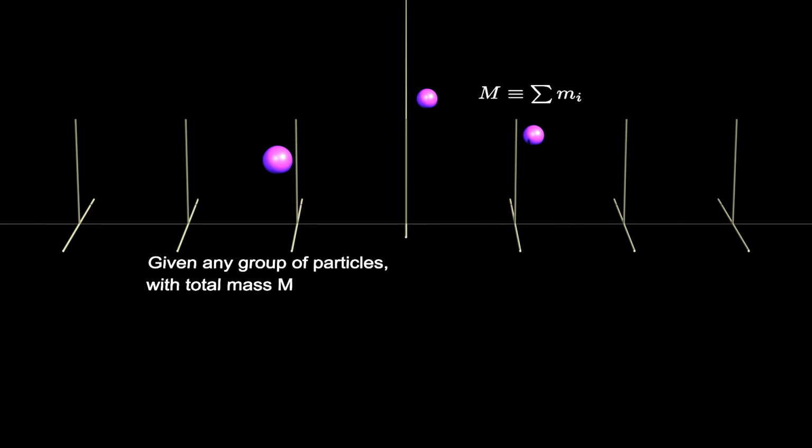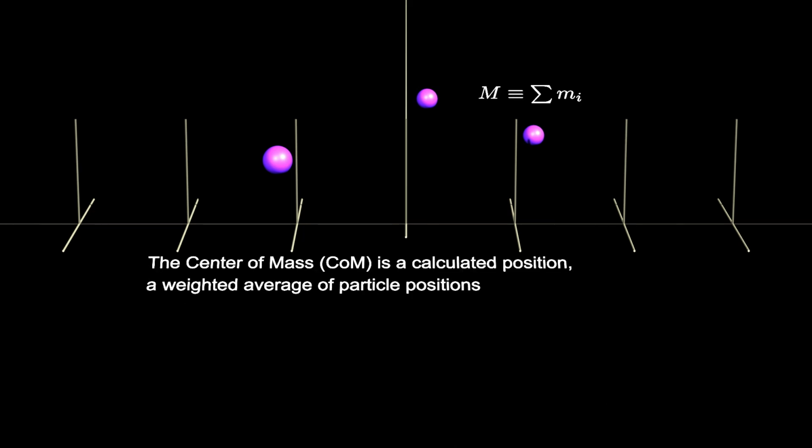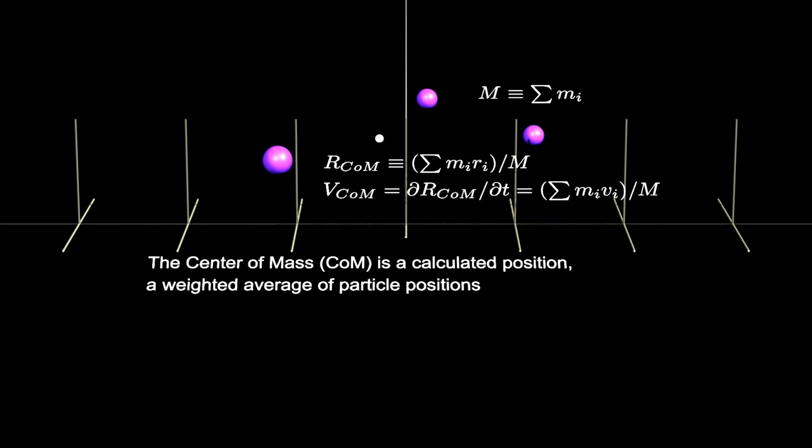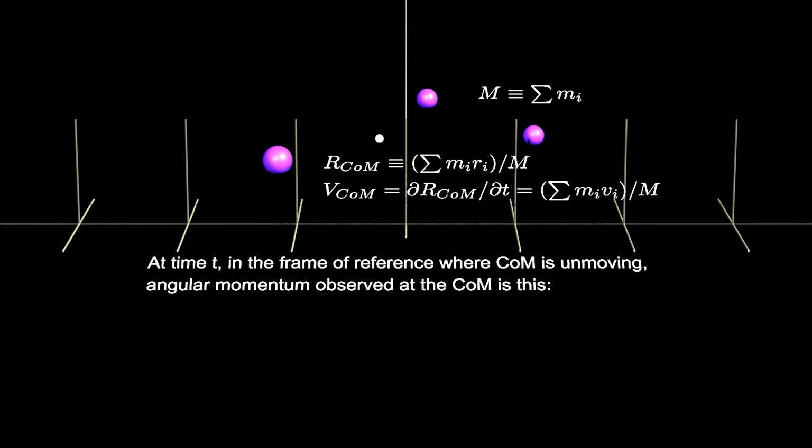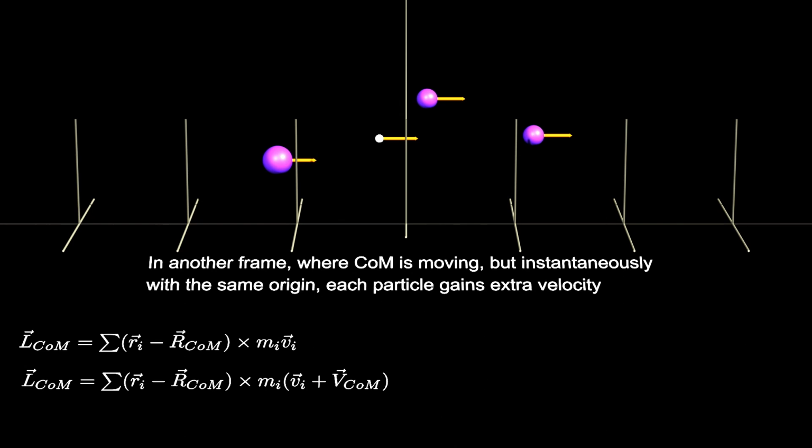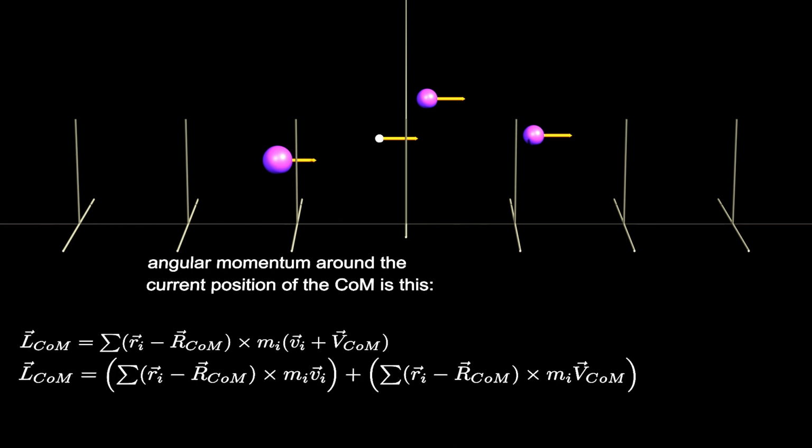Center of mass. Given any group of particles with total mass m, the center of mass is a calculated position, a weighted average of particle positions. At time t in the frame of reference where center of mass is unmoving, angular momentum observed at the center of mass is this. In another frame where center of mass is moving, but instantaneously with the same origin, each particle gains extra velocity. Angular momentum around the current position of the center of mass is this.